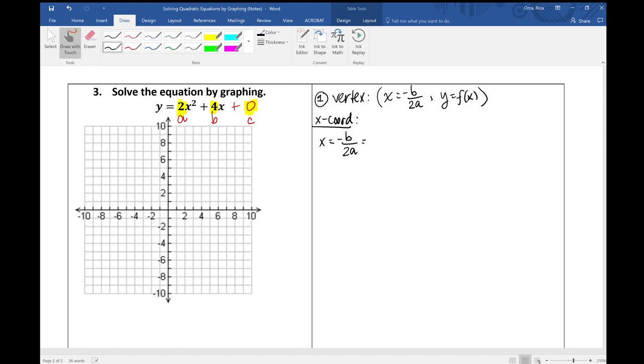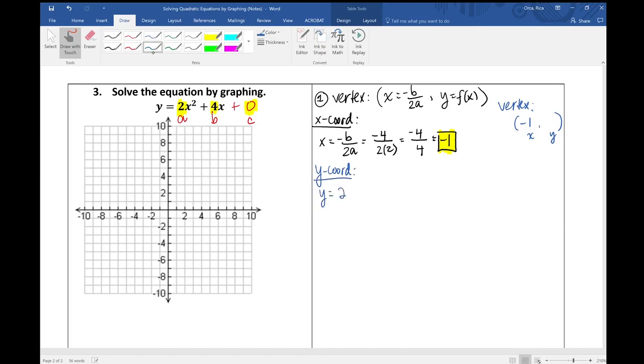Let's plug everything in. That's negative 4 divided by 2 times 2, which is negative 4 divided by 4. Negative 4 divided by 4 is negative 1. The x-coordinate of our vertex is negative 1. Now we need to find the y-coordinate. For the y-coordinate, we need to take our x value and plug it back into our equation.